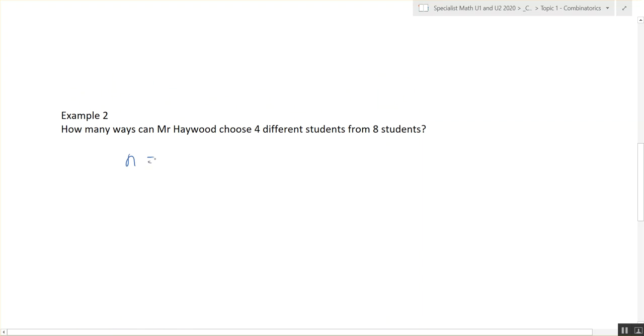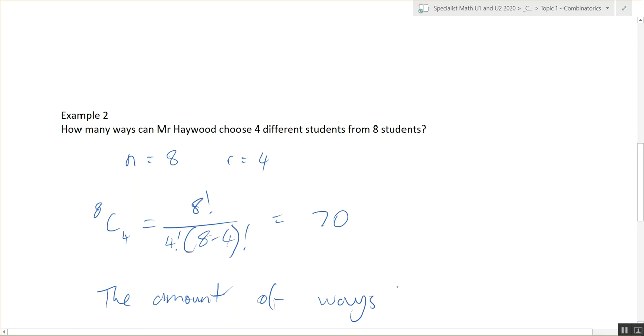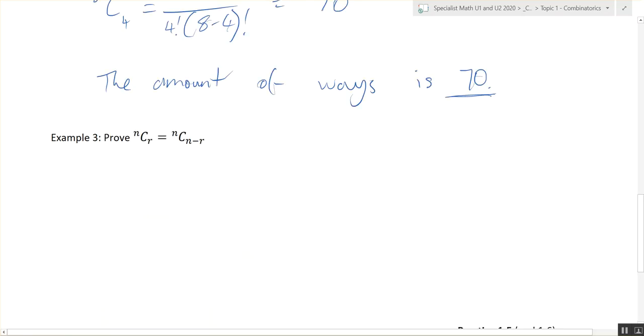So N equals and R equals, so 8C4 equals 8 factorial over 4 factorial times (8 minus 4) factorial. Yep, so the amount of ways Mr. Hayward could pick the 4 students is 70, or the amount of ways is 70.